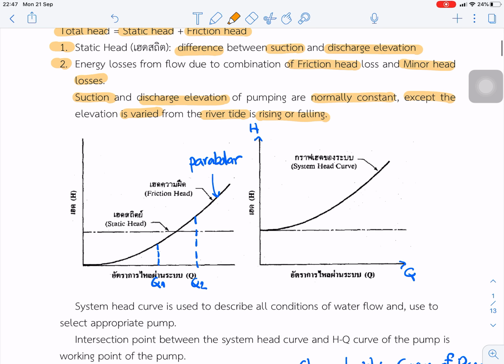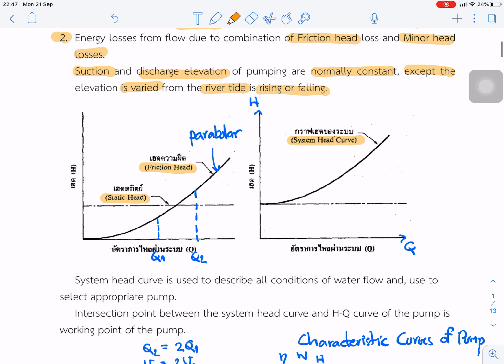This curve shows the static head of the pump is constant, and the friction head increases with Q. When we combine static head and friction head, we get the system head curve of the pipe.